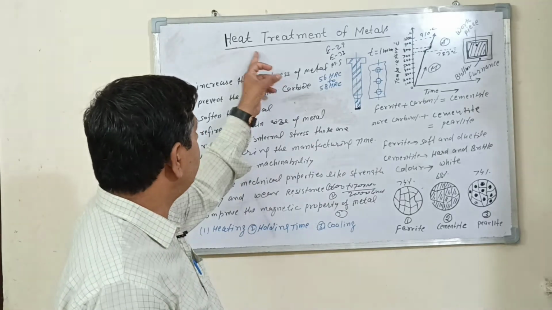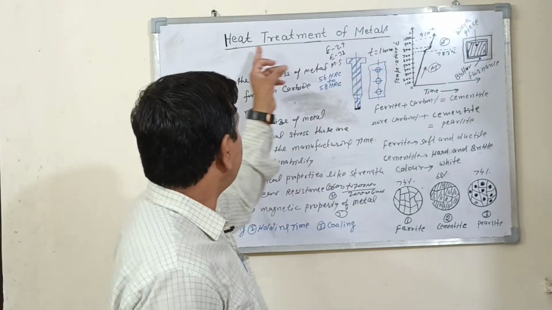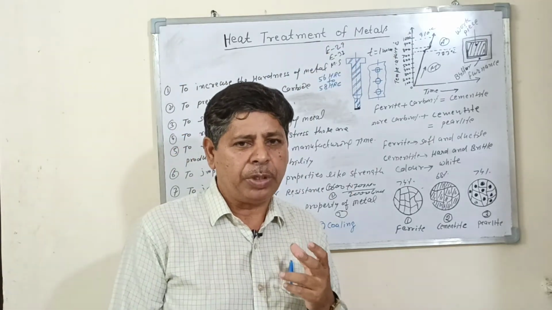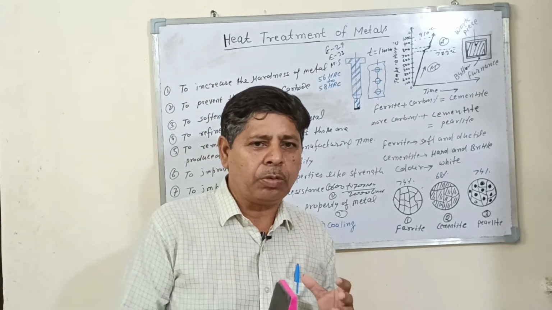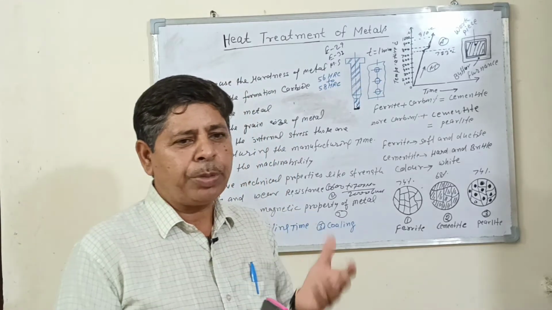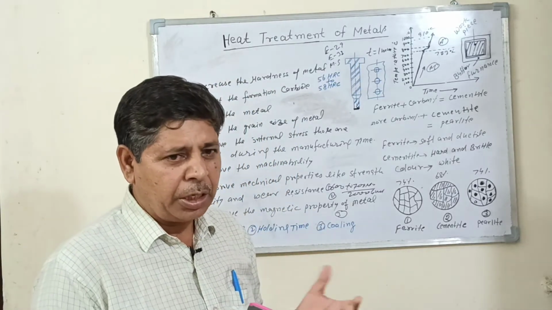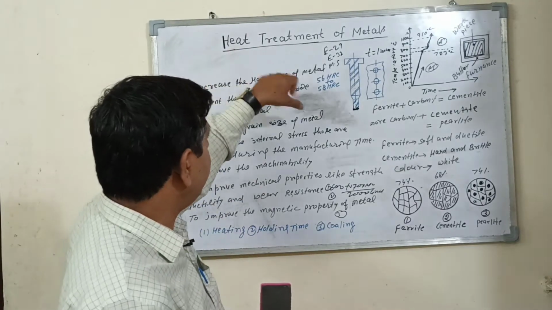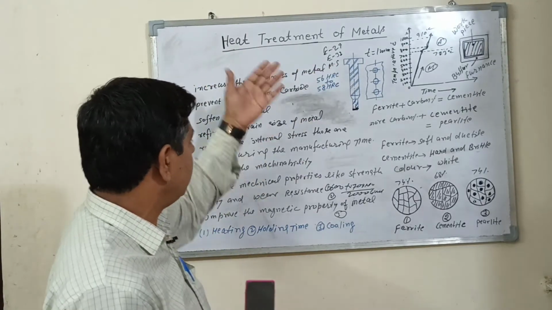Today my topic is the heat treatment of the metal. So what is the heat treatment? The heat treatment is a combination of operations involving the heating and cooling of a solid material to obtain a certain desired mechanical property of the solid metal. The following aims of the heat treatment of the metal are given here.